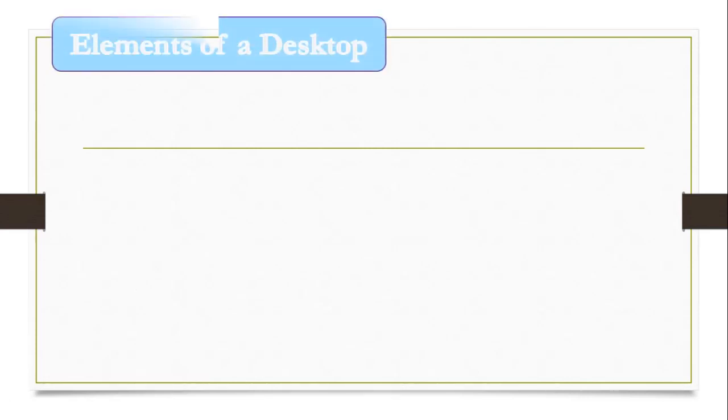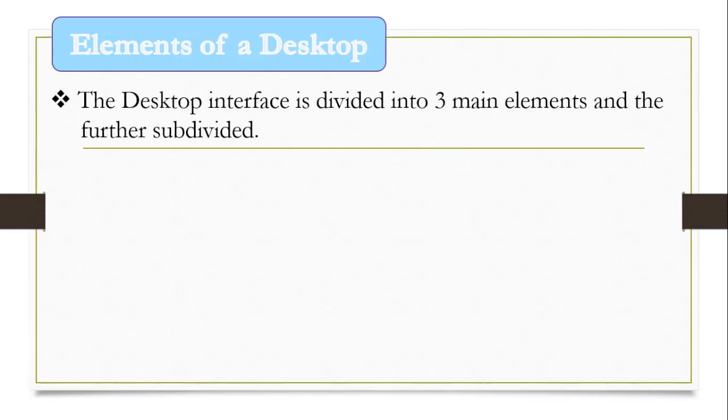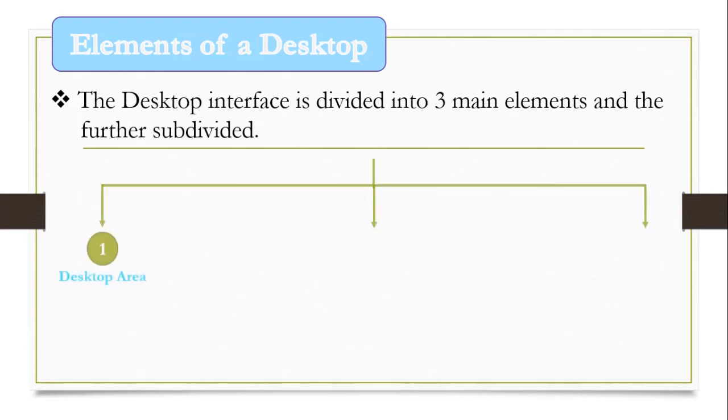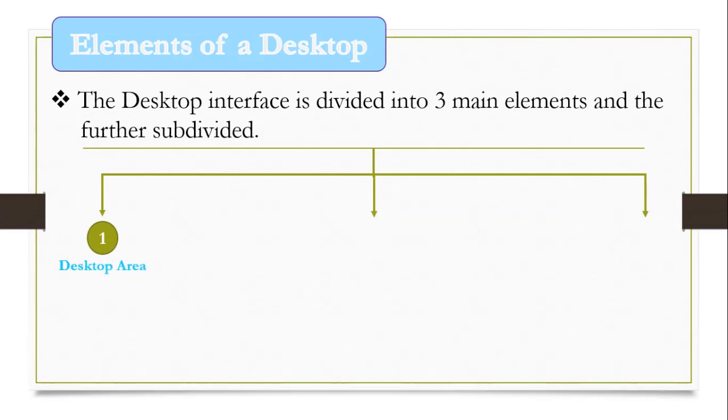So let's see what are the different elements of a desktop. The desktop interface is divided into three main elements. Okay children, three, and they are then further subdivided. So let's see what are the first three main elements, and then we will see what are the further ones. The first three main elements: one is the desktop area, then next is the icons, and the third is the taskbar. Okay children, so what are the three main elements? Desktop area, icons and taskbar.